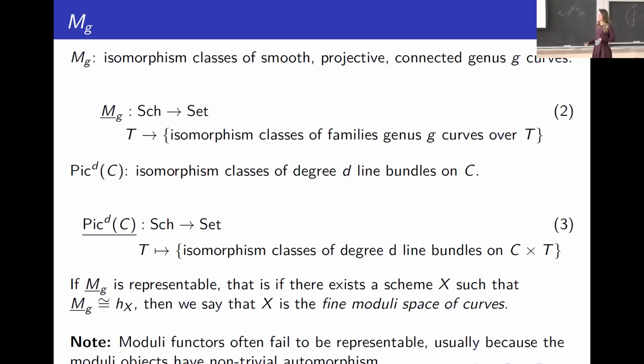Now, same thing, I like the Picard functor as an example. We can do the same thing. I define it as a functor that takes in a scheme T and spits out isomorphism classes of degree d line bundles on the trivial family of curves C over T. Okay, so now that we've defined our moduli problems in terms of functors, we want to ask, when is this functor representable? When does there exist a scheme whose functor of points is naturally isomorphic to the functor I defined? I did the example for the moduli space of curves. And if there does exist such a scheme, then we say that scheme is the fine moduli space of curves.